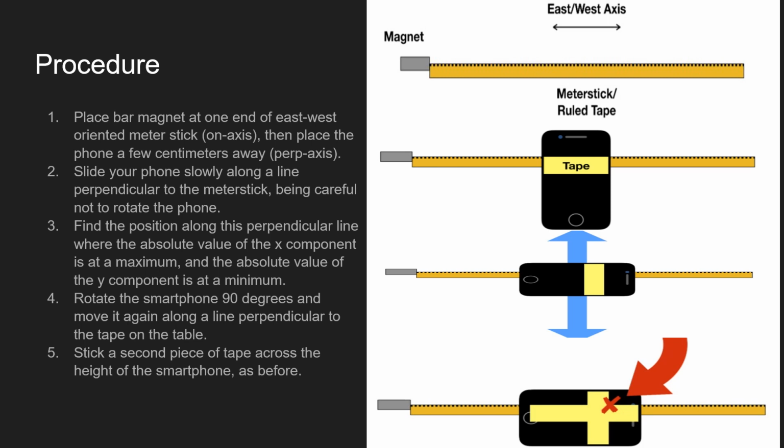Then you would rotate the smartphone 90 degrees and move it again along a line perpendicular to the tape on the table. Then finally stick a second piece of tape across the height of the smartphone as before to measure the magnetic field that was produced.